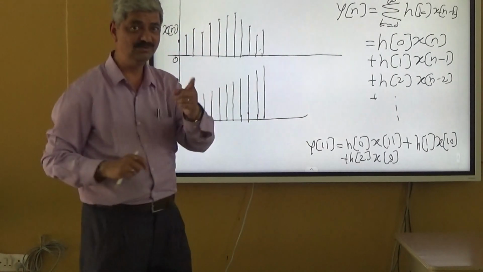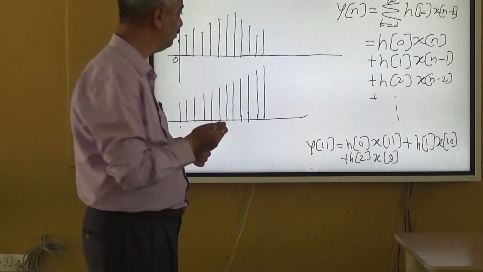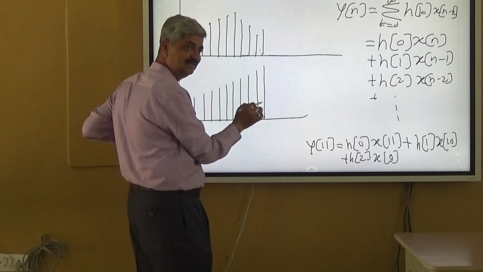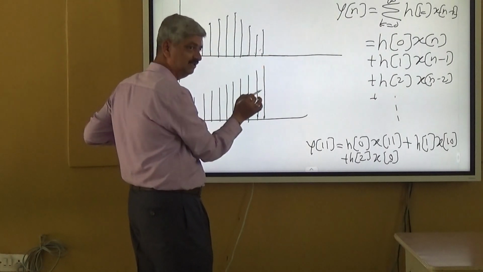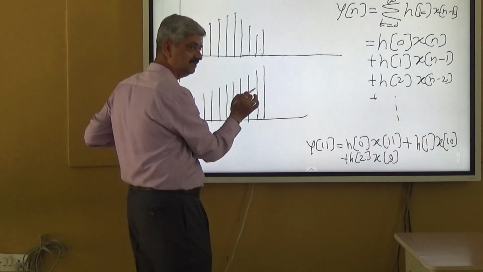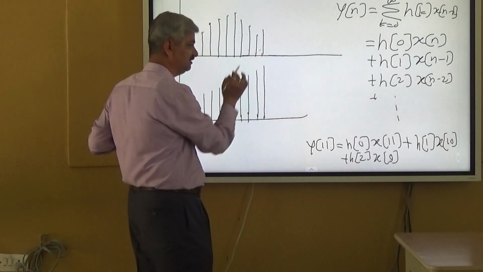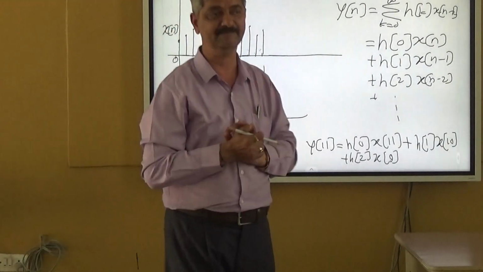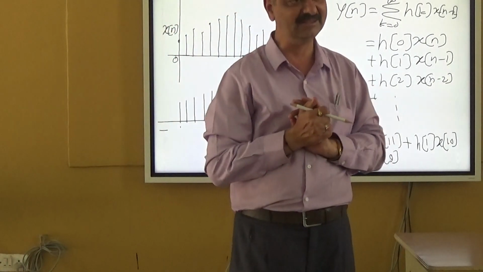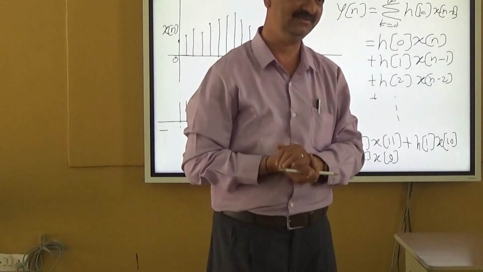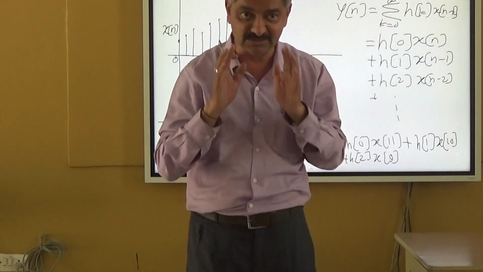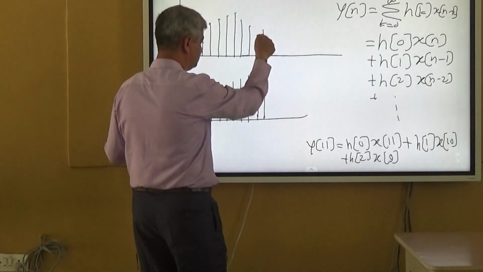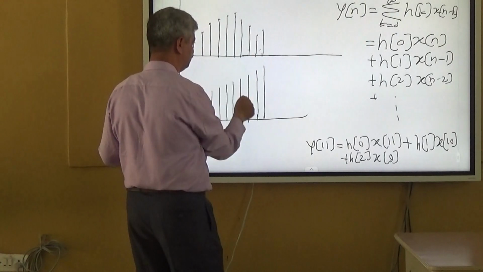and then what you have to do? You have to have sample to sample multiplication. This into this, plus this into this, plus this into this, plus this into this. Is it clear? And then you have to add. What is convolution sum? Convolution sum is this into this, plus this into this, plus this into this, plus this into this.